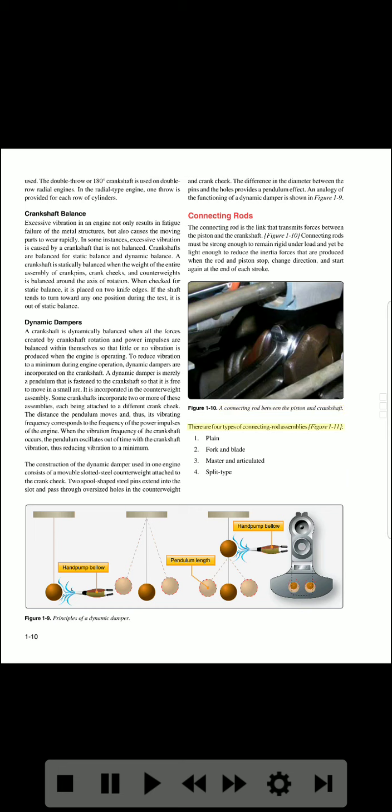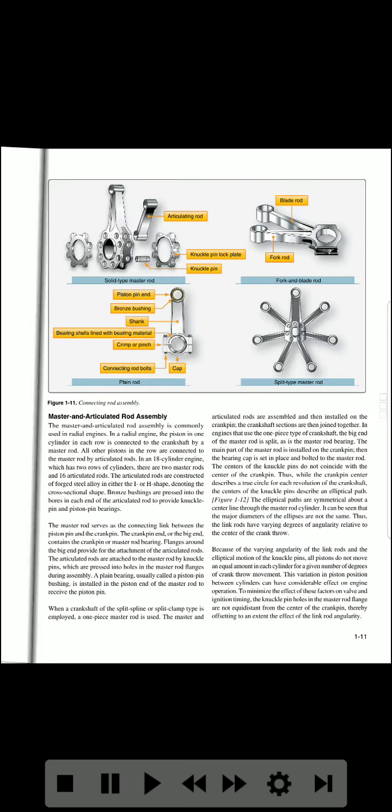There are four types of connecting rod assemblies. Figure 1-11. One, plain. Two, fork and blade. Three, master and articulated. Four, split type. Pendulum length. Figure 1-9. Principles of a dynamic damper. 1-10. Blade rod.